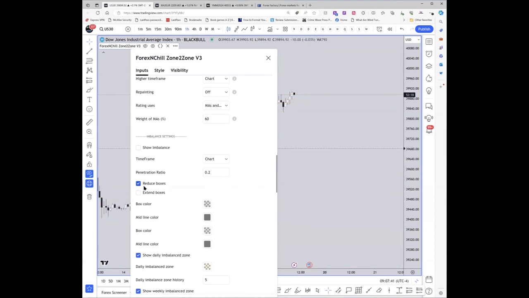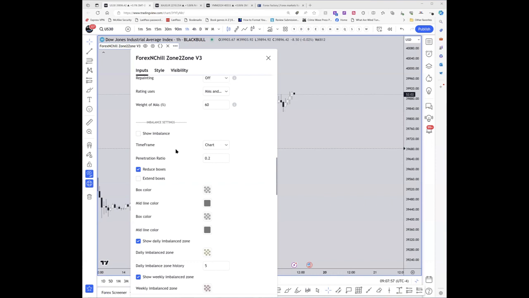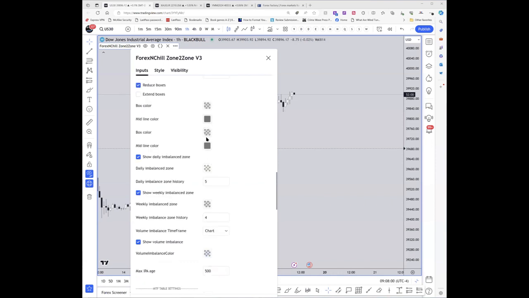Reduce the number of boxes. Yes, that means when they're mitigated, they turn off. Extend the boxes. You can have it extend the boxes all the way out, but I just have it follow current market price, so I have that unchecked. You can choose the colors of your boxes and whether they have a midline, so you can show the consequent encroachment, which is 50% of the imbalance.